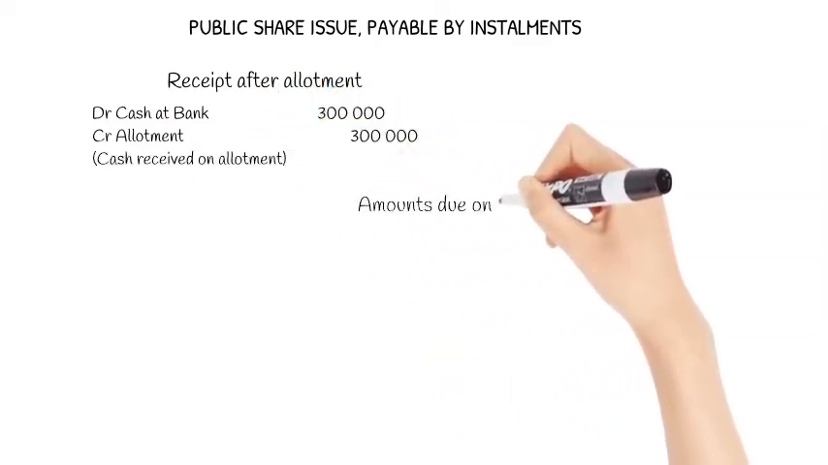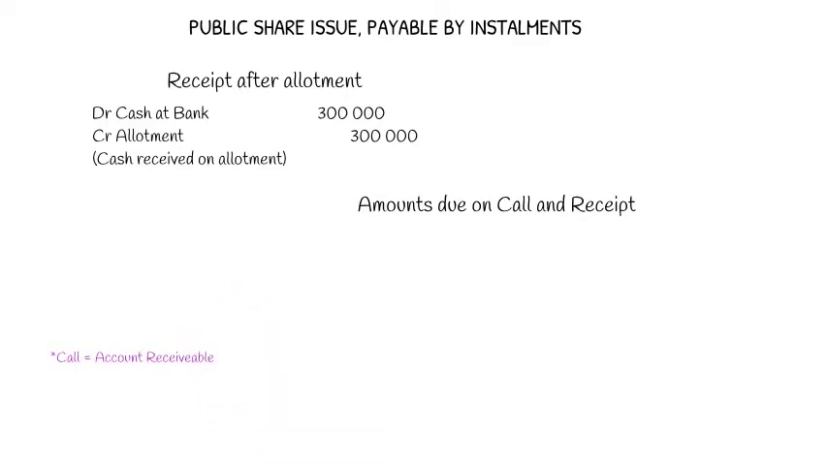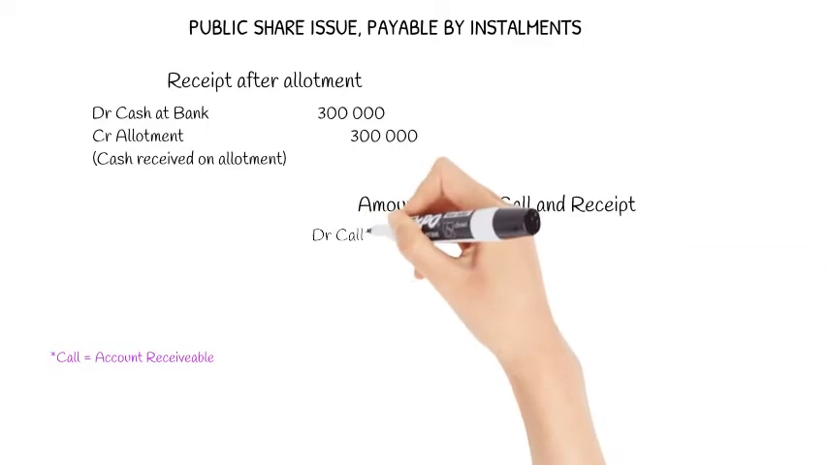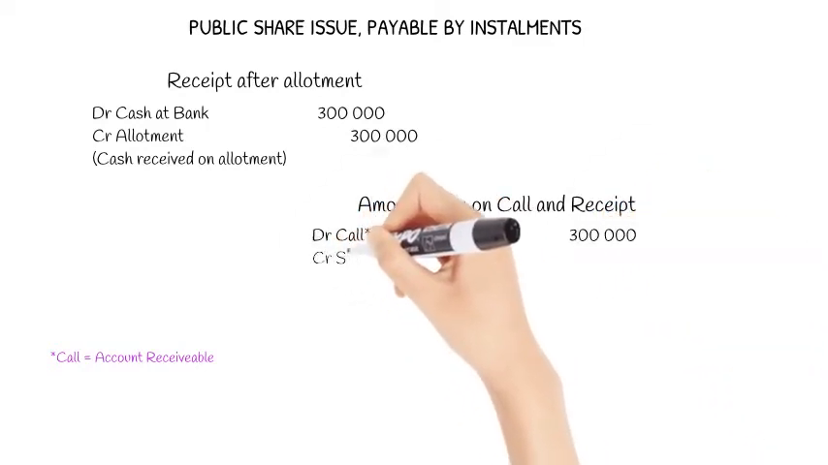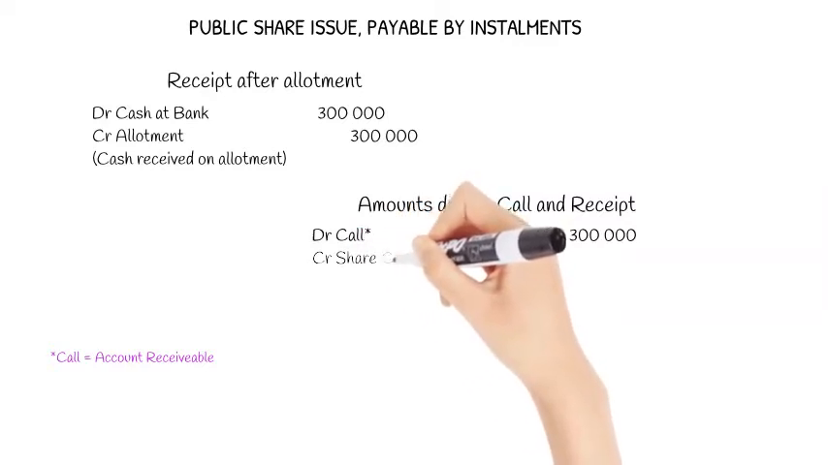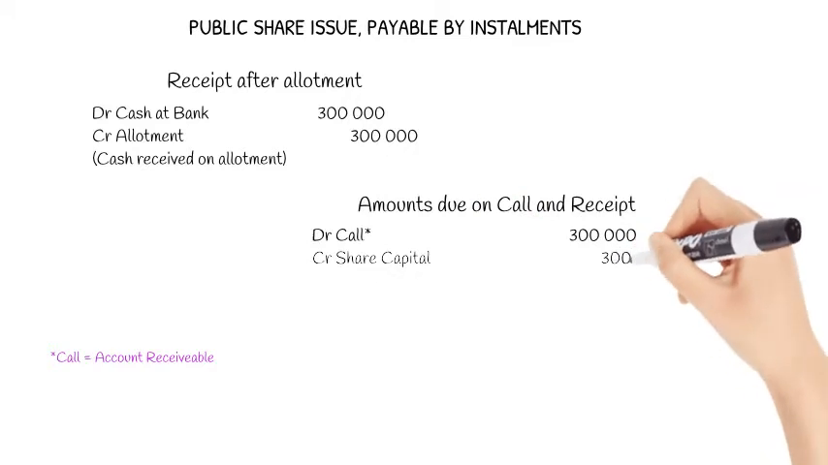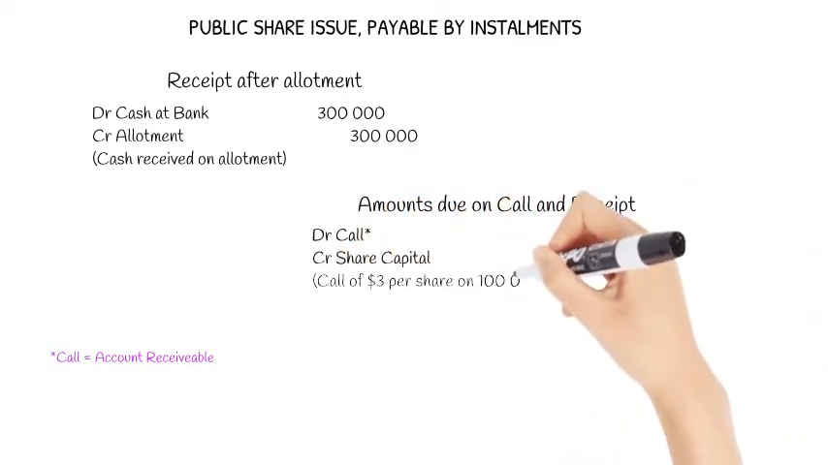Then we need to look at amounts due on calls and receipt. Call account is a new account for us to consider. Again, call is like an accounts receivable. So when the company made a call, we'll need to debit the call account. In here, the company actually made a call for 100,000 shares at $3 per share, therefore a total of 300,000 share capital. So we debit calls account and credit share capital.